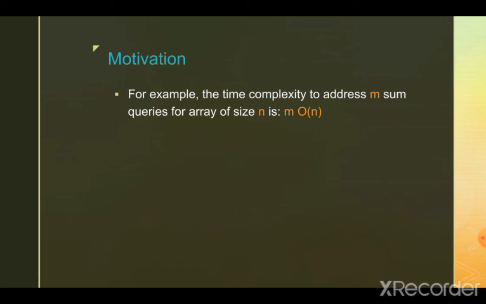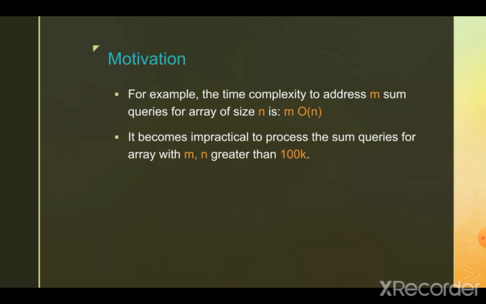Let us consider one example of addressing several sum queries on an array of size n. If there are m sum queries and the size of the array is n, the total time complexity is m multiplied by O(n). Now if the values of m and n are greater than 100k, then it becomes impractical to execute, because the total time will be of the order of 10 to the power of 10, which is very huge.